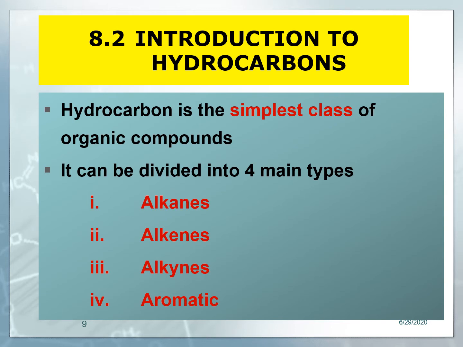Next, we move to the introduction of hydrocarbons. Hydrocarbon is the simplest class of organic compound, composed of hydrogen and carbon. It can be divided into 4 general types, depending on the bonding type. They are alkanes, alkenes, alkynes, and aromatics.